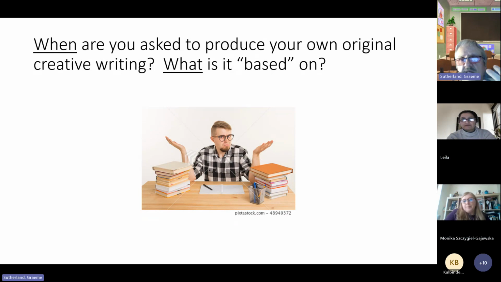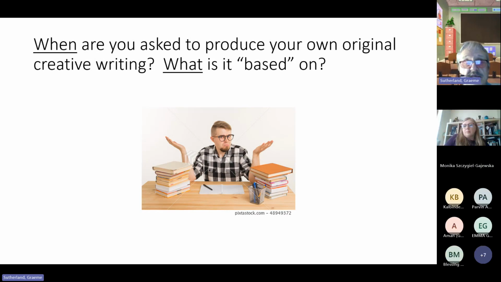So yes, you are asked to produce your own original creative writing on question 5. You're asked to write your own original creative writing on question 5 on paper 1 and paper 2. What is question 5 based on paper 1? What is question 5 based on? That is, what have you been given in order to inspire your writing?